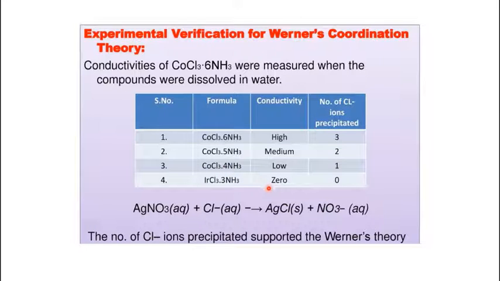If there is zero conductivity, I have given an example of an iridium complex, that is IrCl3.3NH3, where the number of chloride ligands precipitated is 0. So the conductivity value will be 0. So the number of chloride ions precipitated is directly proportional to the conductivity values. This was proposed by Werner's theory.